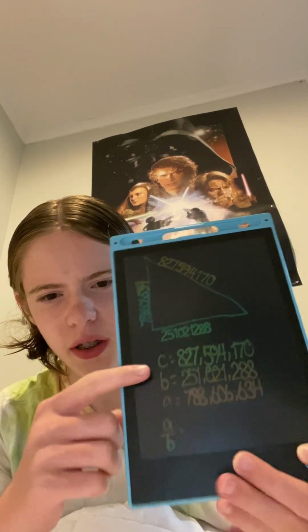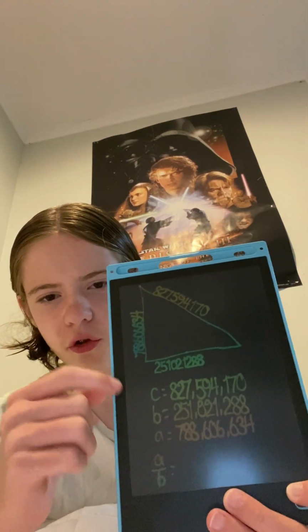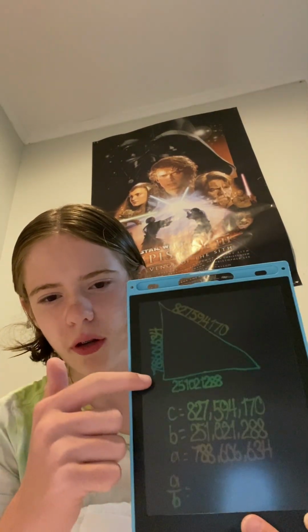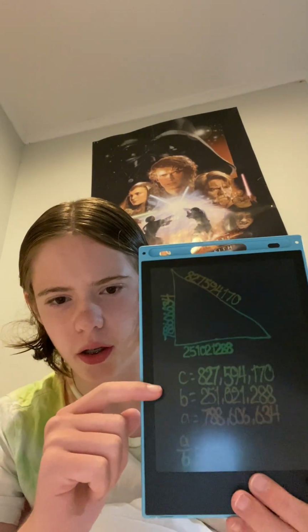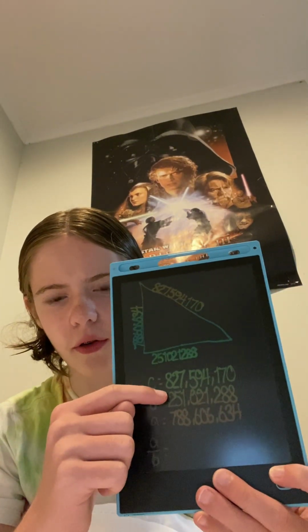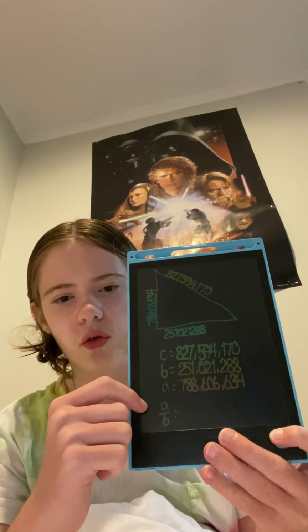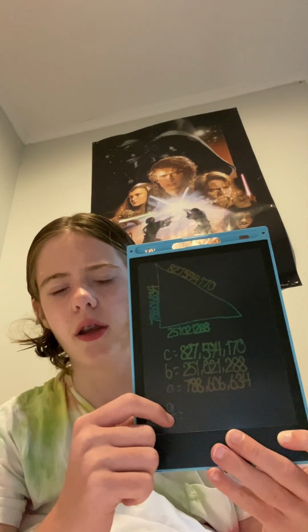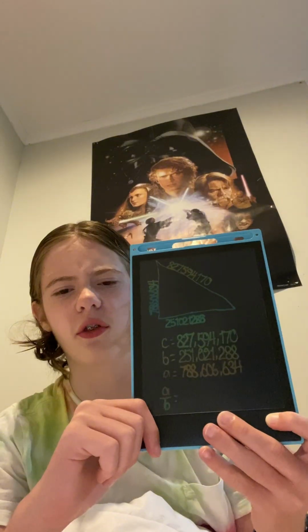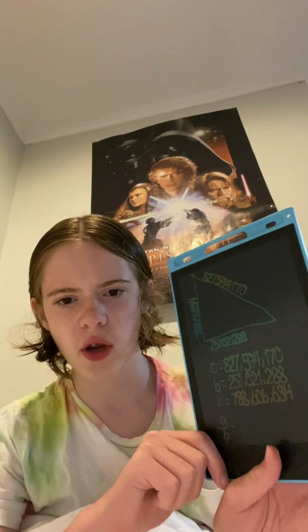You get A, B, and C, and I just labeled the triangle with each of the side lengths and drew it for you. So C is 827,594,170, and B is 251,021,288, and A is 788,606,634.